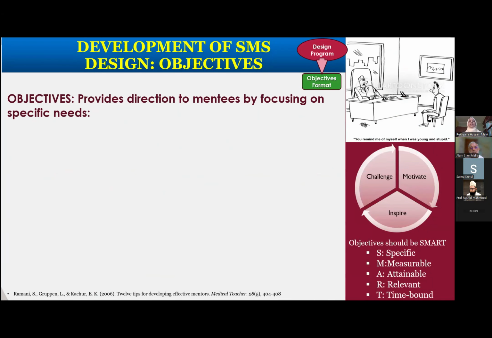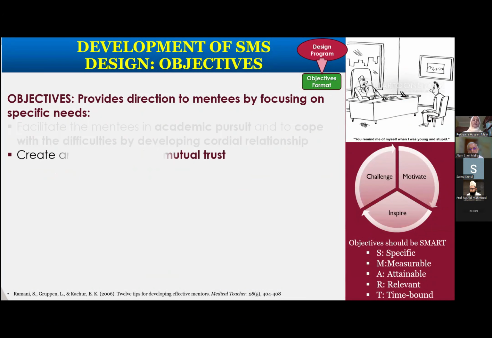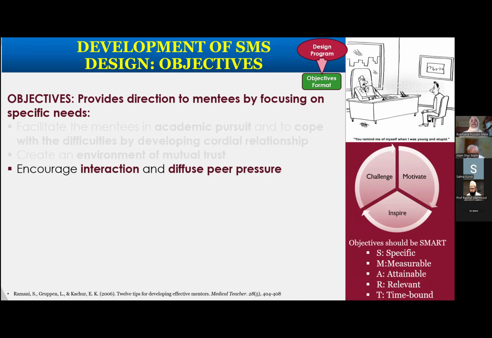So the first part is to design the program, which starts with the objectives, provide direction to the mentees by focusing on specific needs. It facilitates the mentees in the academic pursuit and to cope with the difficulties by developing cordial relationship with the different mentees which are in the group. Creates an environment of mutual trust, encourages interaction and diffuses the peer pressure, which is very, very problematic especially during the initial stages of the medical course.